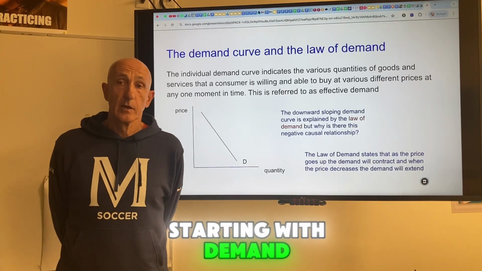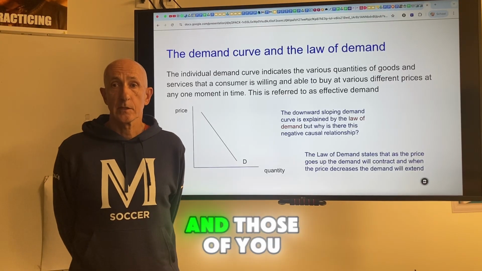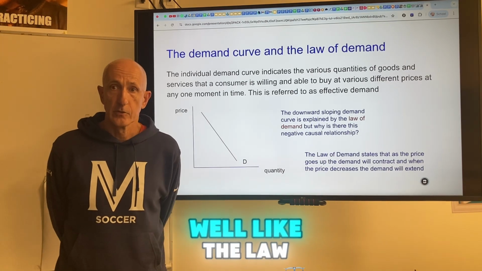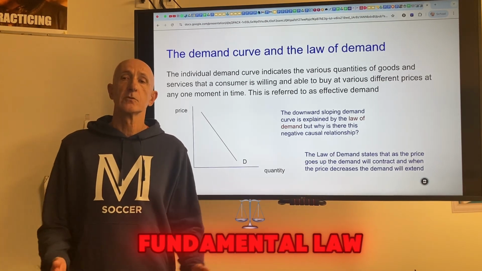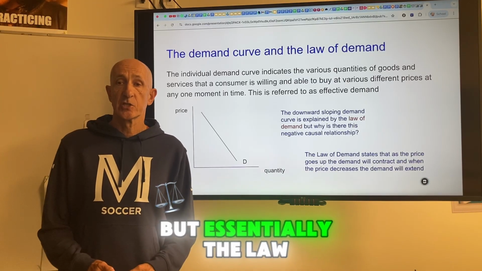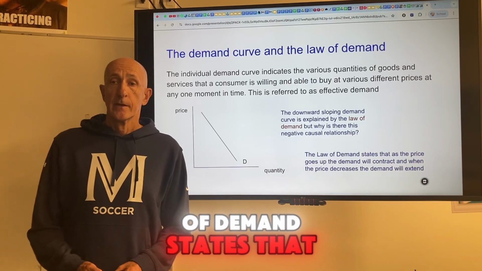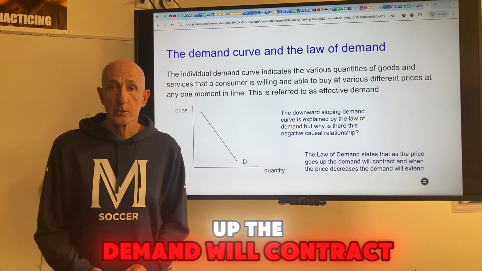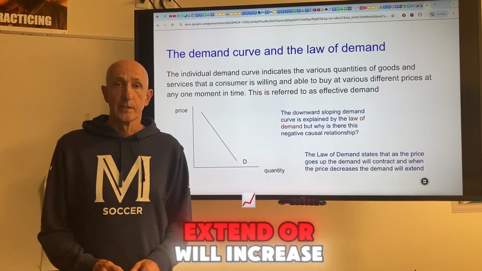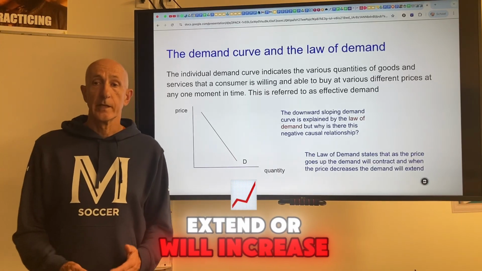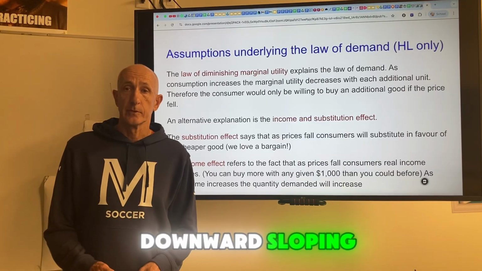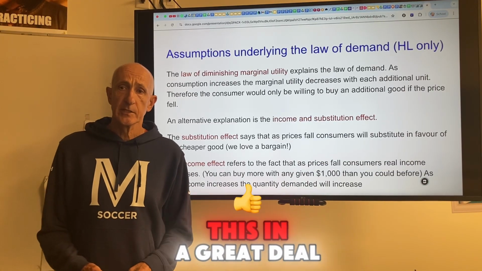So starting with demand then, we come across the law of demand, and those of you studying TOK will think about, like, the law of demand, is it a fundamental law of nature, or is it just something that economists have said will happen? But essentially, the law of demand states that if the price goes up, the demand will contract or decrease, and if the price goes down, then the demand will extend or will increase, and that's how the demand curve is drawn, downward sloping.